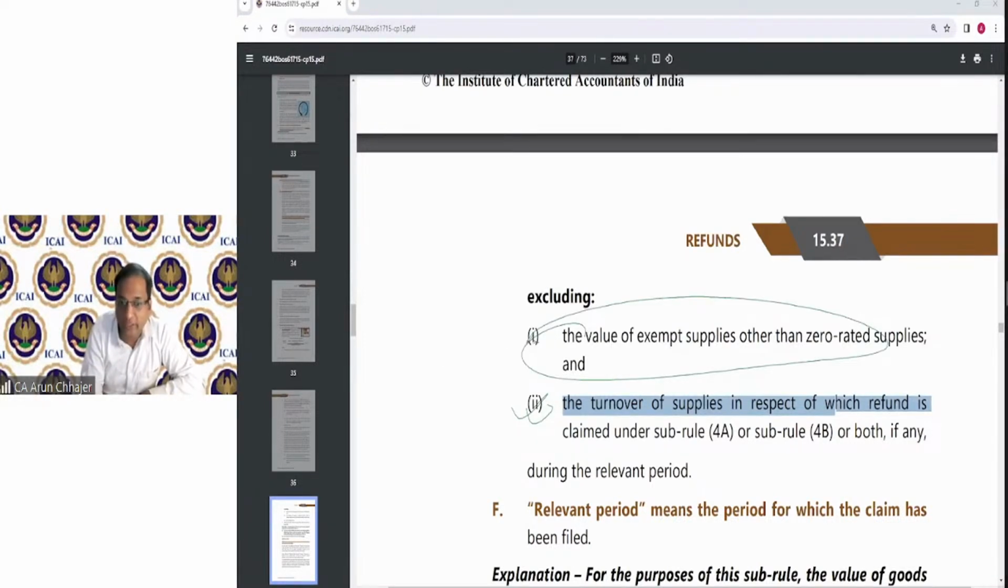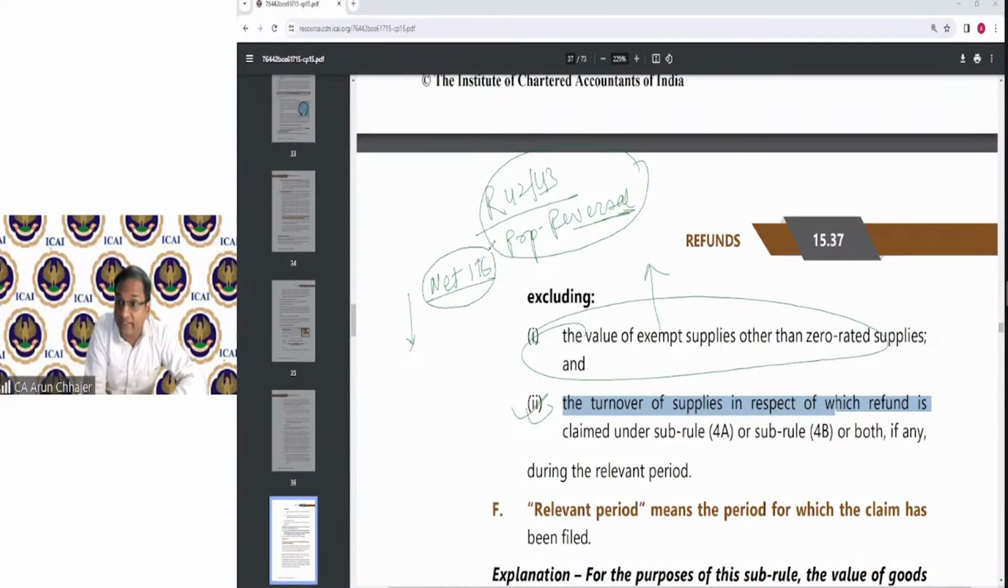But why are we excluding this? Because if I have the exempt supply, then you remember that I have to apply rule 42, 43, proportionate reversal. By applying rule 42, 43, I have to reverse ITC proportionately. So it means in the net ITC, you have reduced a certain portion because of the exempt supply. So if I am not taking the amount in the numerator, I will exclude it from the denominator also.